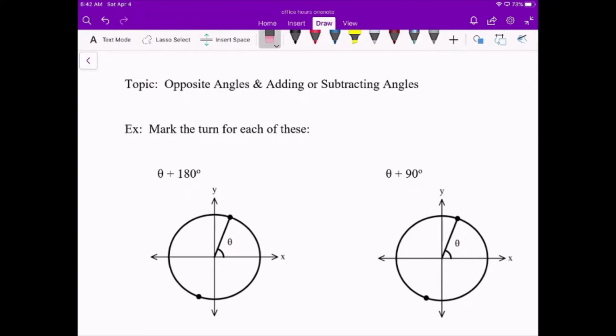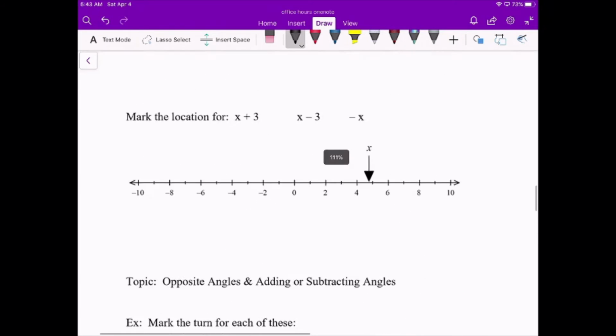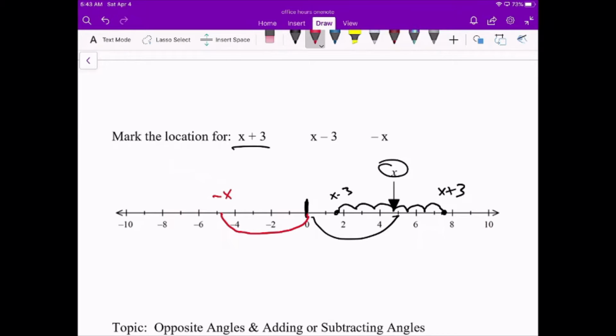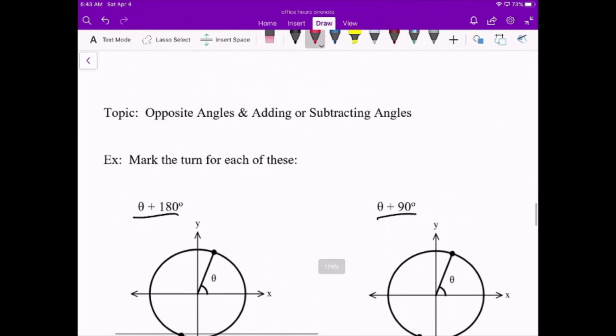Good morning. Our topic for today is adding and subtracting angles. So we'll be looking at things like where is theta plus 180, where is theta plus 90. Before we do that, let's quickly think about what we would do on a number line. Same thing applies when we're dealing with angles.